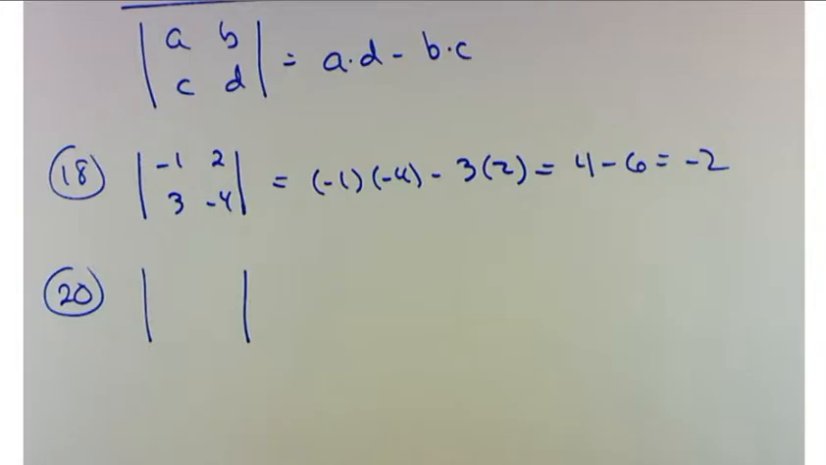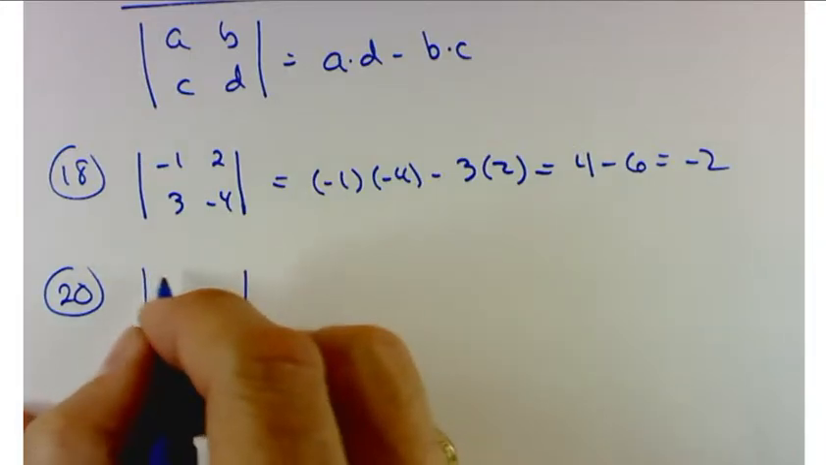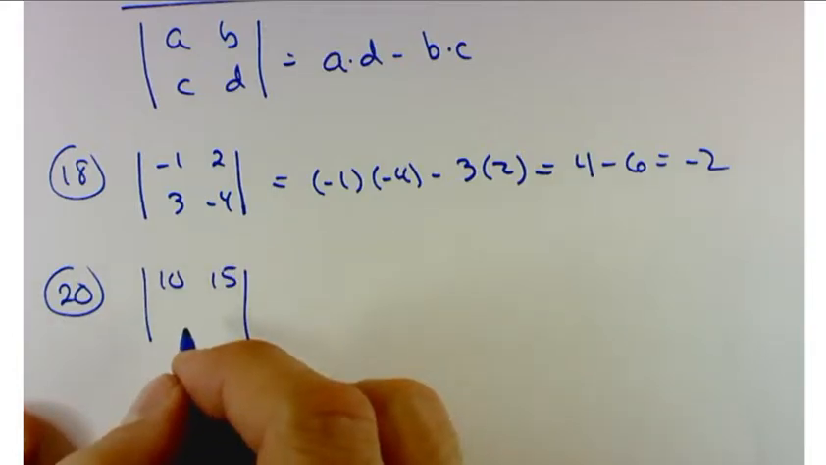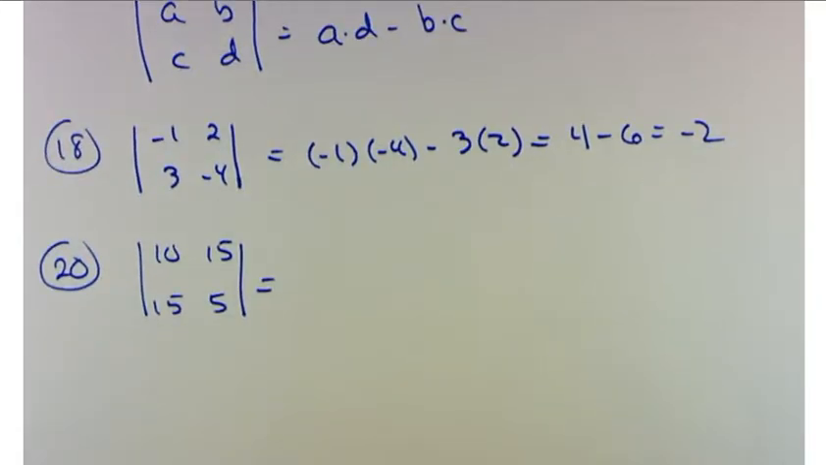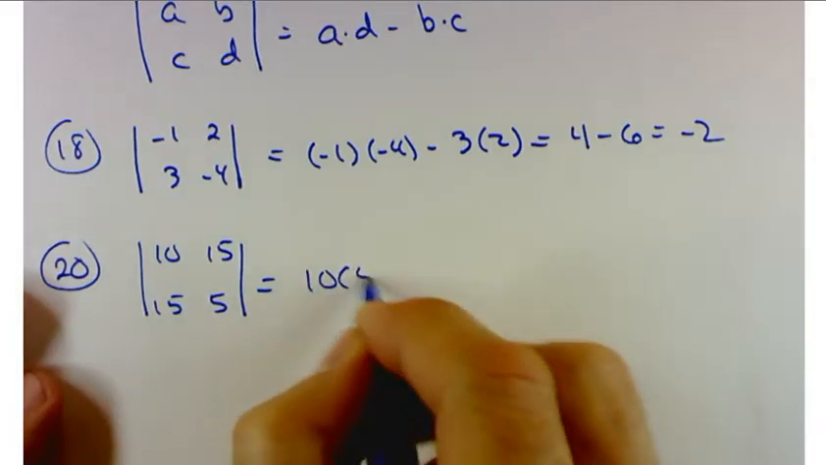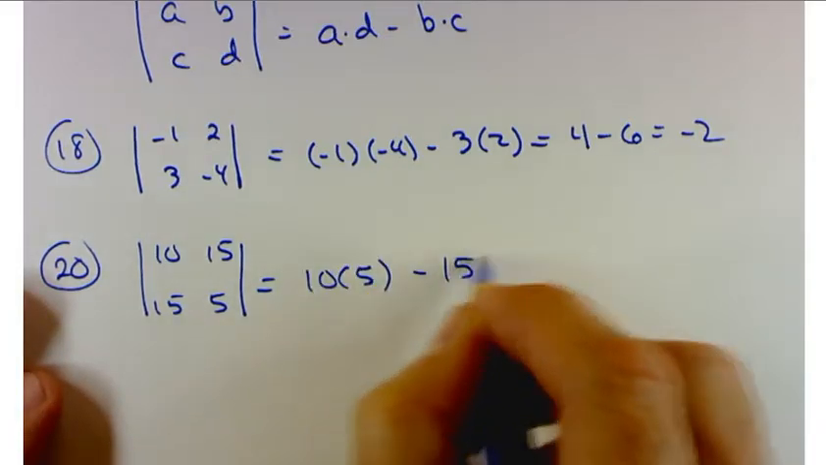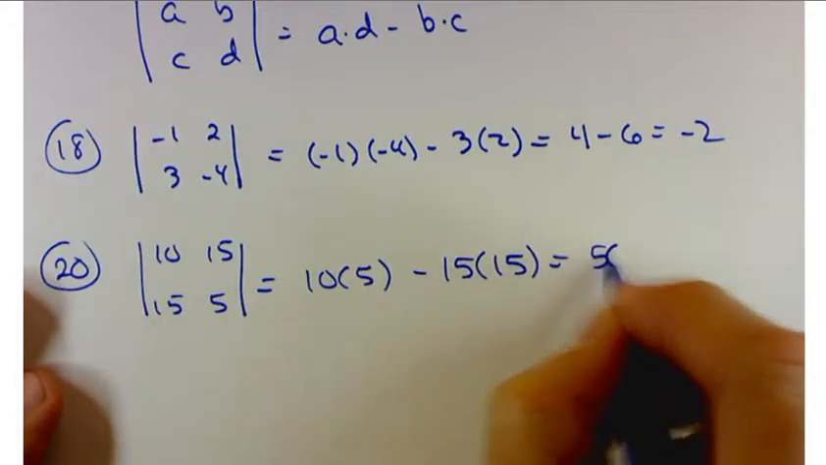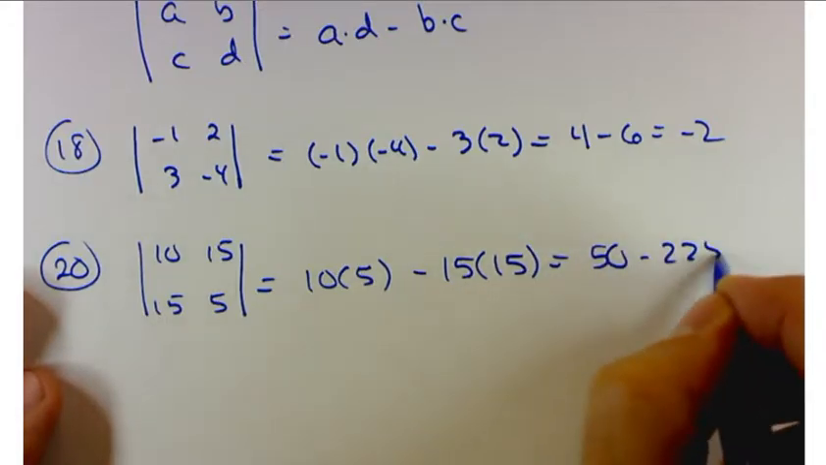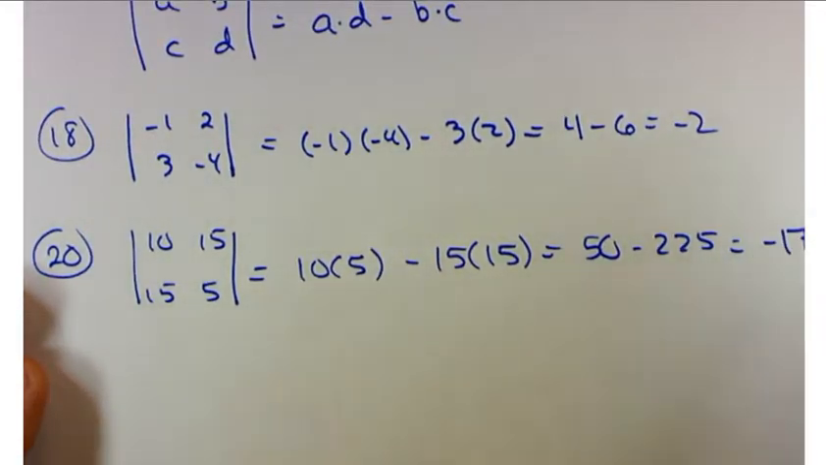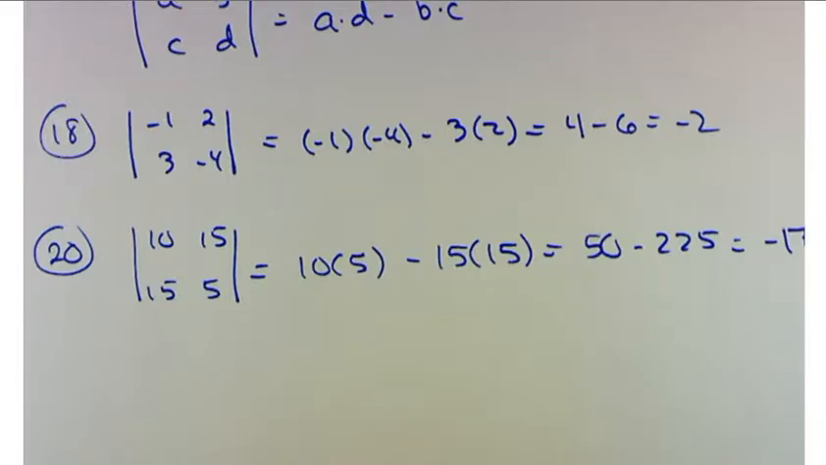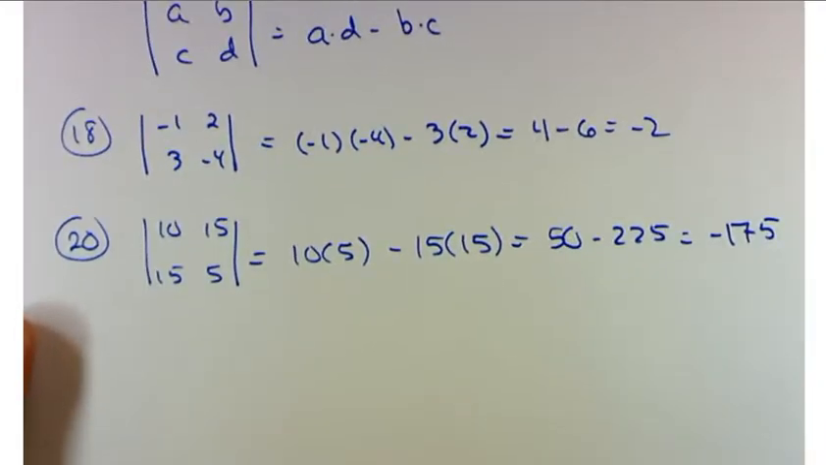Let's try problem number 20. And thanks, Kara. 10, 15, 15, and 5. So again, it's a product going down minus a product going up. Product going down is 10 times 5 minus a product going up, which is 15 times 15. 15 times 15, you can check it on the right-hand side board, is 225. Pardon me, other right-hand board. My right hand, your left hand. You're -175 for the determinant here.